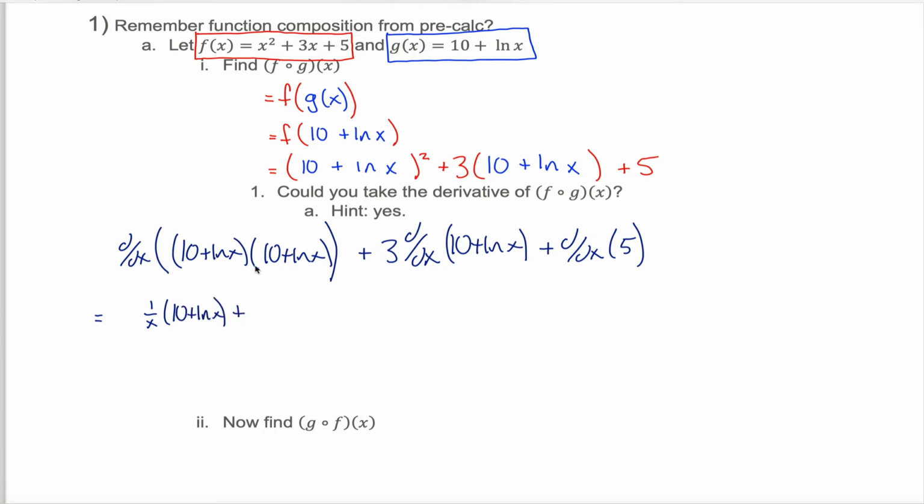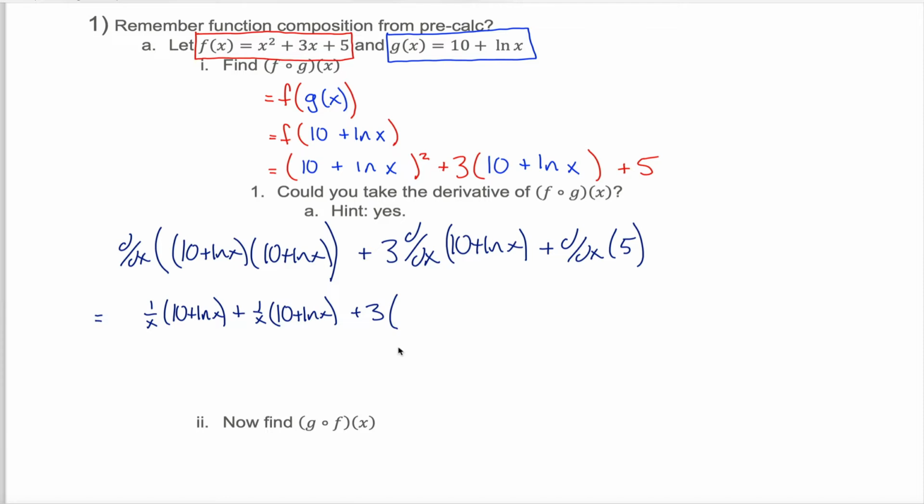And then you would add to that, because I'm using the product rule in here, the derivative of this second thing, which is also 1 over x for the same reason this derivative was 1 over x, times this first thing left all alone, 10 plus the natural log of x. And then to that, you'd have to add 3 times the derivative of 10 plus the natural log of x.